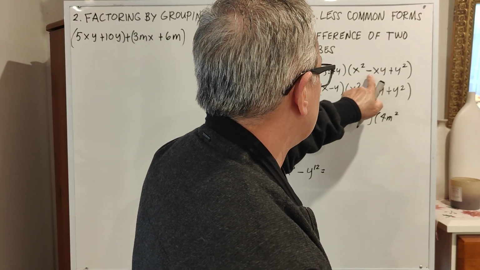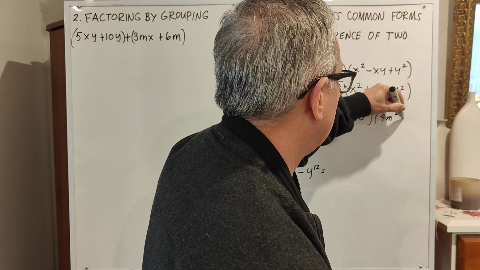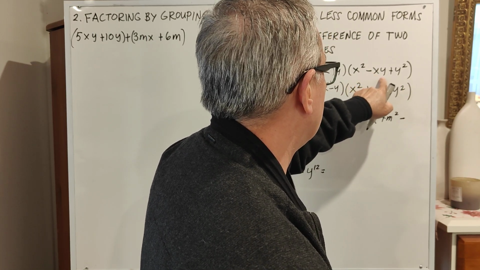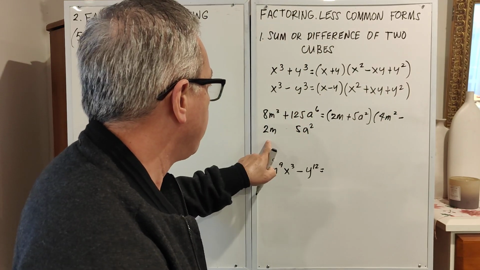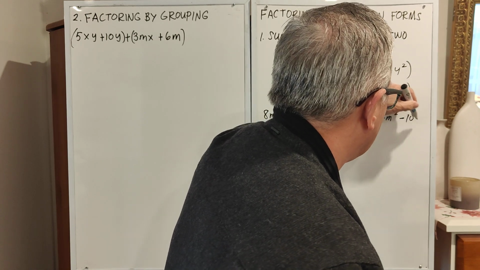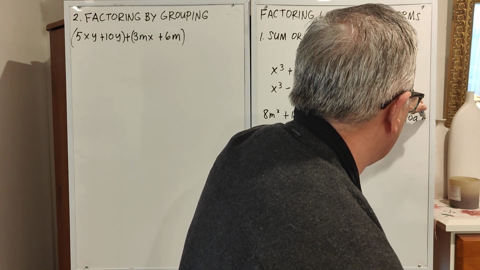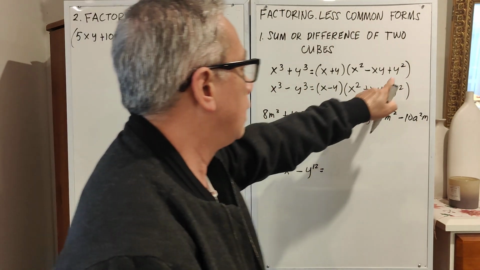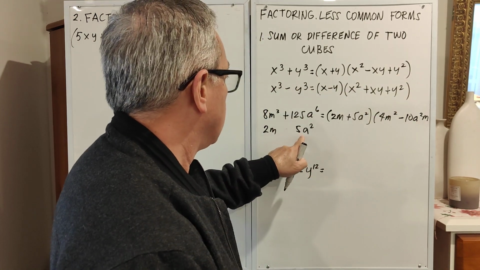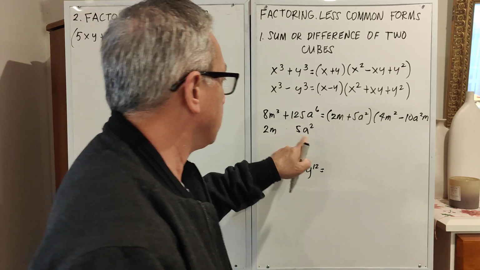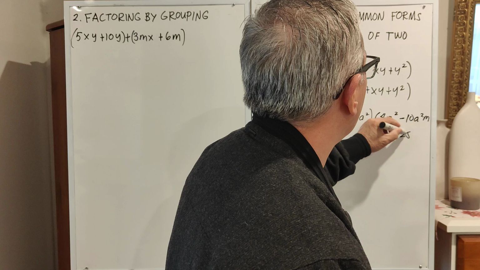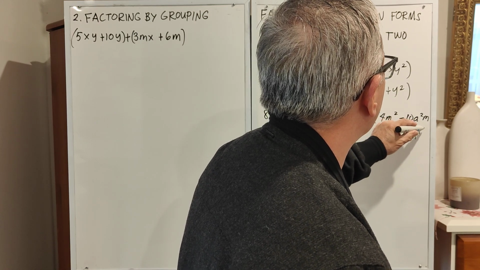And then the middle one is negative. We multiply the square root of the first one and the square root of the second one. So we multiply this one, and this becomes 10a squared m. And then the last one is the square of the second one. So if you square this one, this becomes 25a to the fourth.